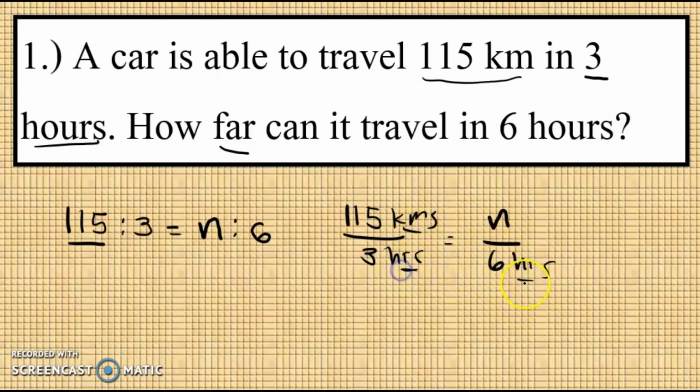So kung hours dito sa baba, hours din yun. Kilometers sa taas, dapat kilometers na dito. Hindi ninyo pwede ilagay yung 6 hours sa taas tapos yung kilometers sa baba. So magugulo. So compute natin.